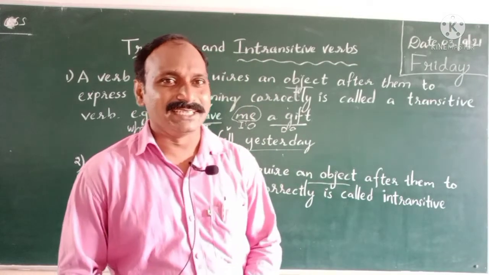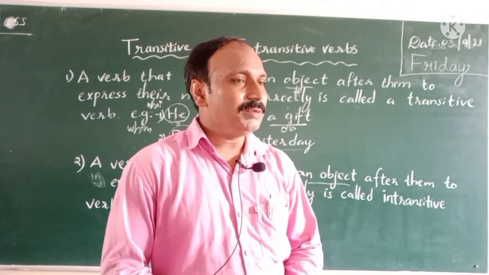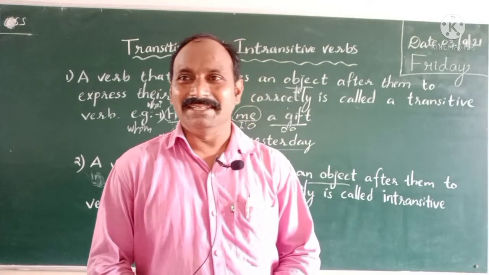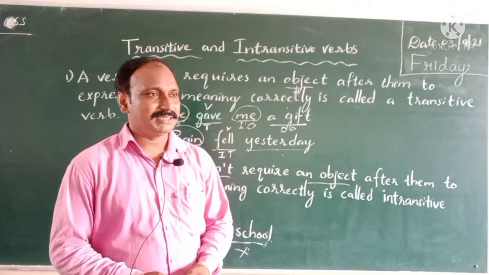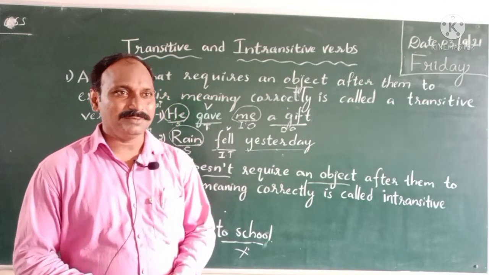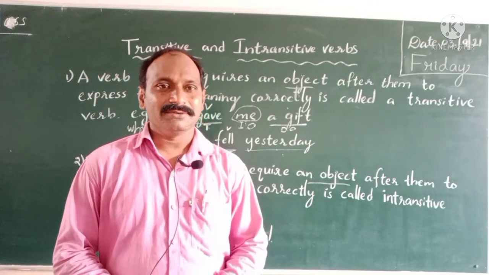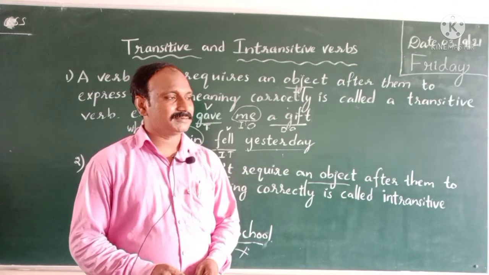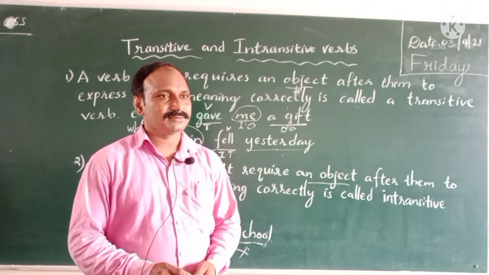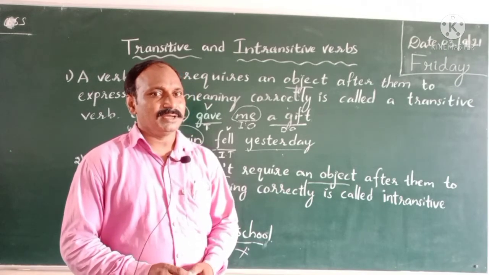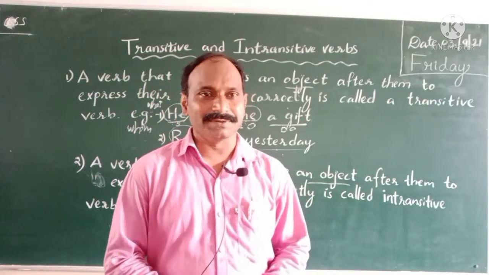Now, as I said, we'll see one example here. An old man walked slowly. In that sentence, an old man is a subject, walked is a verb. Slowly, is it an object? No, sir. Why is it not an object? Because it is not satisfying the two questions. Yes, because it is not giving any answer for the two questions.